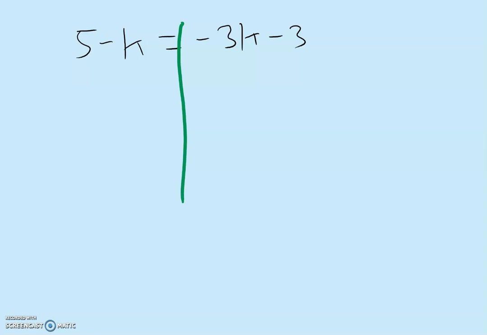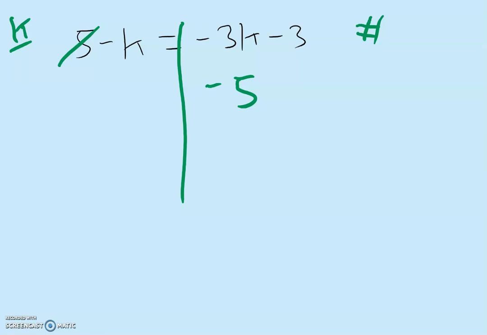In this example, we want to begin by getting the variable, which is k, on this side, and every term that has numbers on this side. Okay, so the 5 does not have k. Let's move it. This 5 moves over, becomes a -5, so a positive changes to negative.